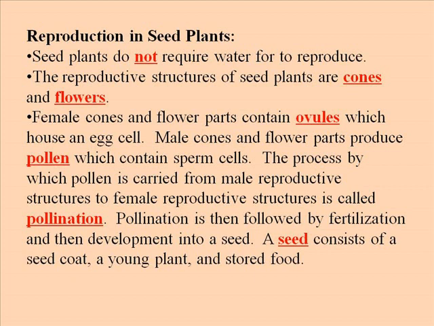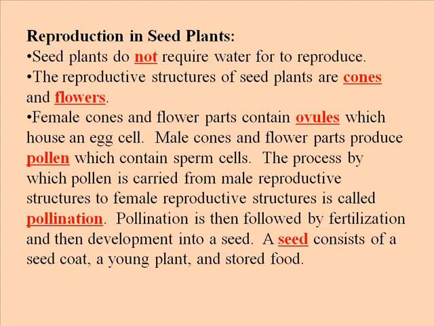Now, in the female cones and flowers, you're going to have a little section called an ovule, and that's where the egg cells will be found. And that little ovule protects the egg cell. And your male cone or flower will produce pollen. Pollen will actually contain little sperm cells inside of it.